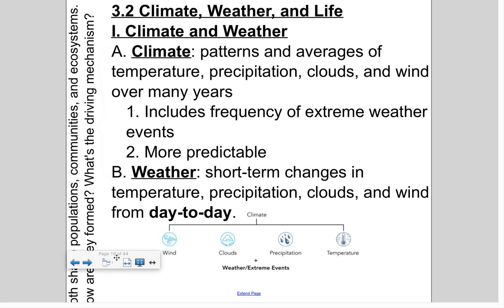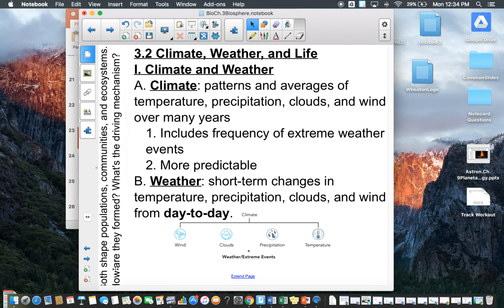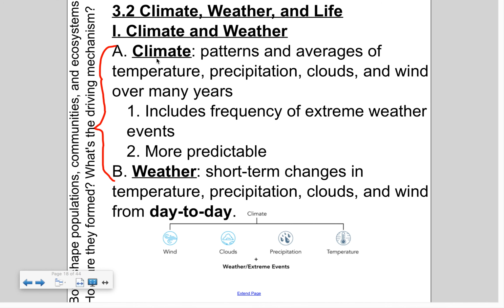So a question, and what do we got? Well, anyways, both shape populations, communities, and ecosystems. But I'm going to talk about how climate and weather form and what the driving mechanism is for that. Okay. So that didn't go as well as I thought it was going to go.